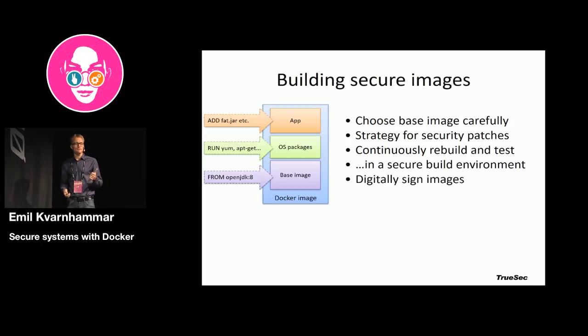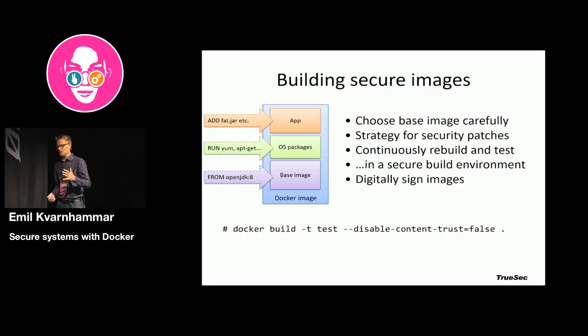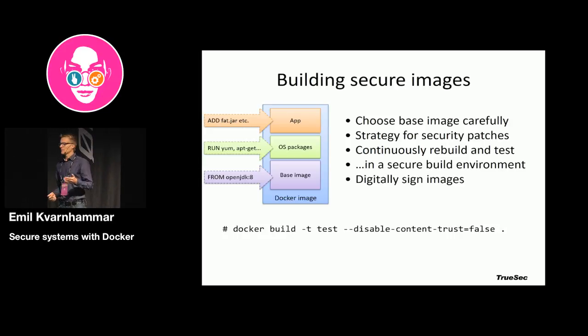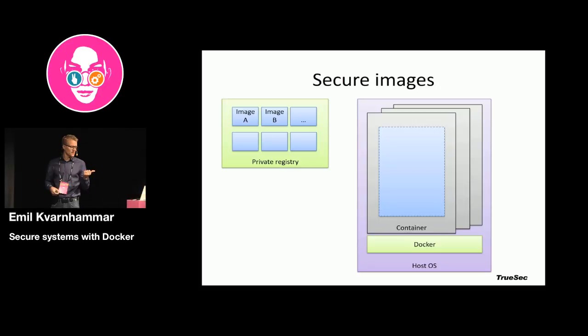And finally, we have the ability to digitally sign our Docker images and verify that signature at runtime. Unfortunately, this is an opt-in feature, but it's just as simple as writing disable content trust equals false. Don't ask me why the naming convention is a bit weird here, right? Disable equals false. Anyway, disable content trust equals true by default. So I'm going to talk more about the digital signatures later.